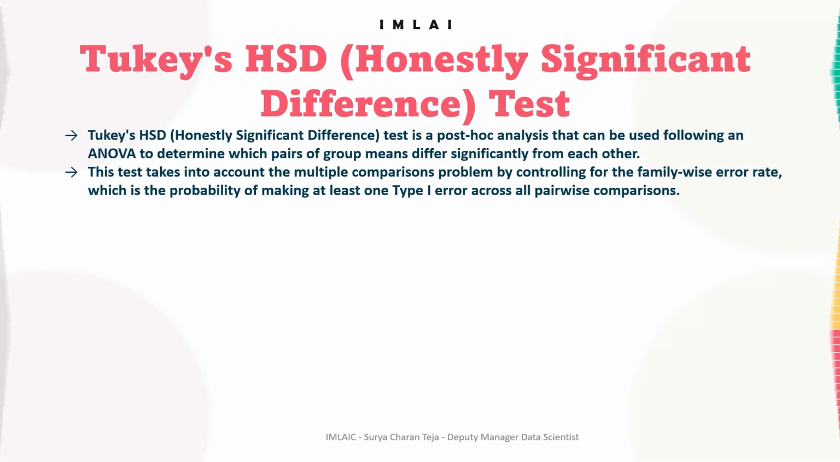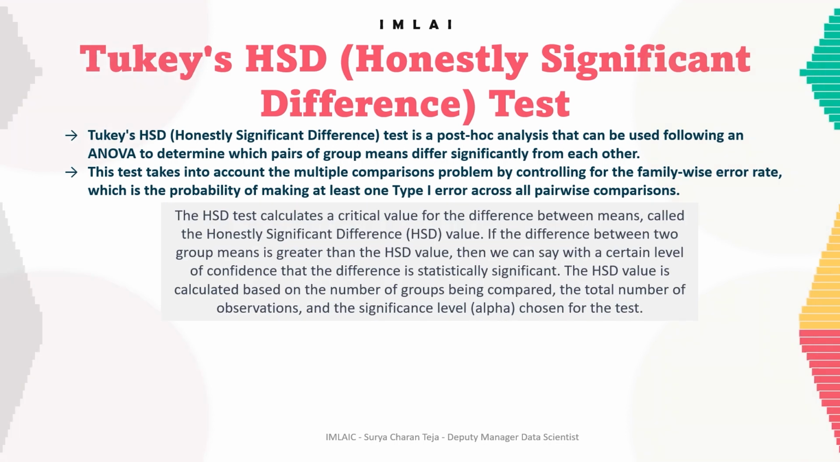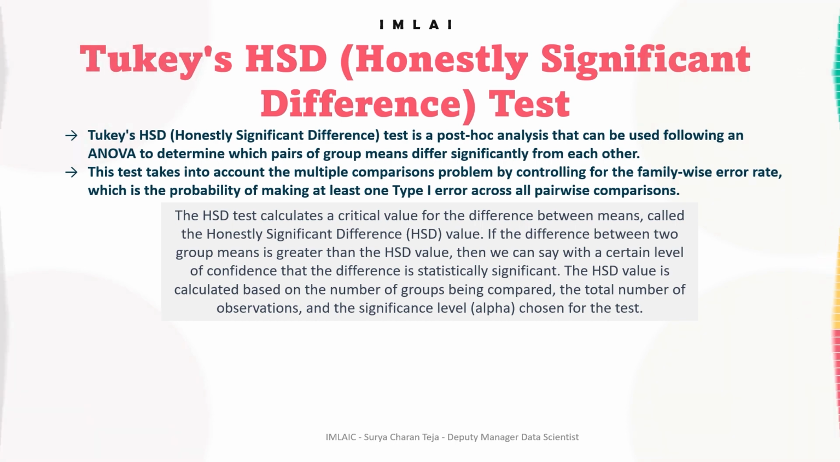The Tukey HSD test can be performed using the statsmodels.stats.multicomp module in Python. It requires the group means and the standard deviations, as well as the total number of observations and the number of groups being compared. The test outputs a table of all the pairwise comparisons.